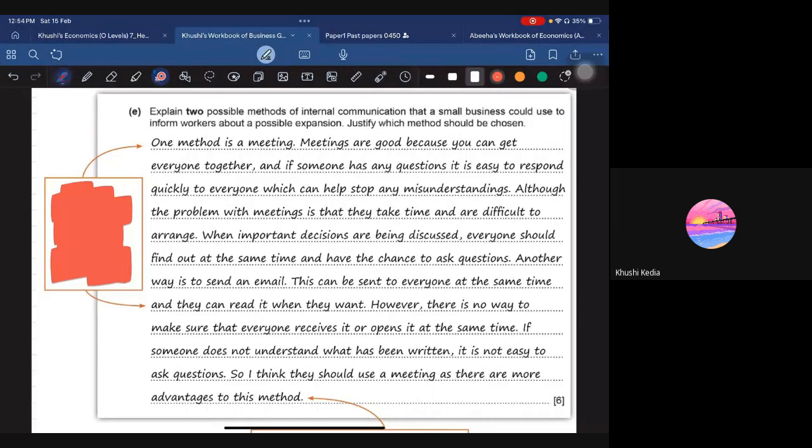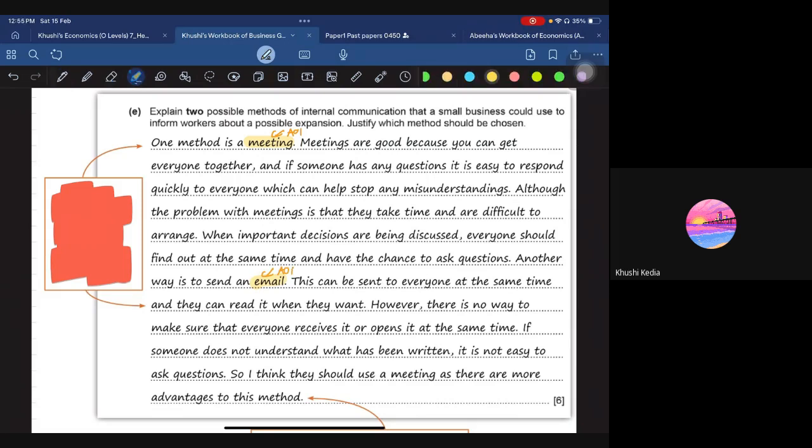So, what are the knowledge things that he has provided here? Anything that relates to knowledge, we are going to highlight first. We have to state the two possible methods. So one method, a meeting, would be a knowledge point, and another way is to send an email. The email is also a knowledge point. So these two are considered to be A1. Okay.